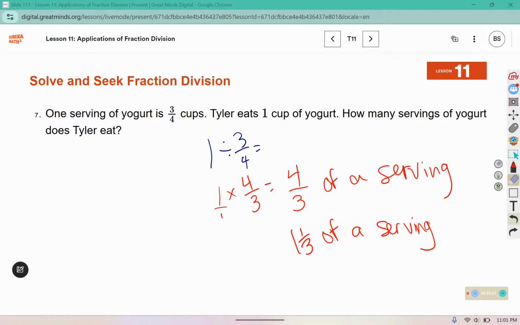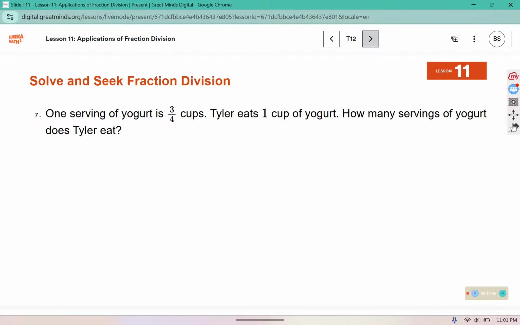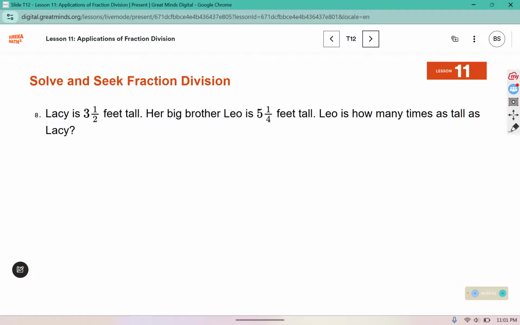8. Lacey is 3.5 feet tall. Her big brother Leo is 5.25 feet tall. Leo is how many times as tall as Lacey? So we're going to split Leo's height into 3.5 for Lacey's height to figure out how many Laceys it would take to make up Leo's height.